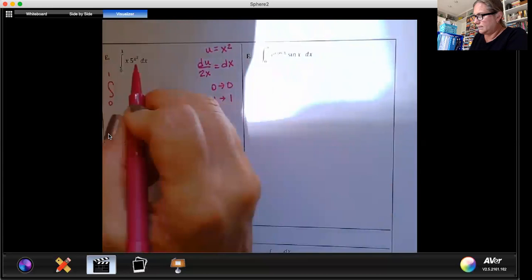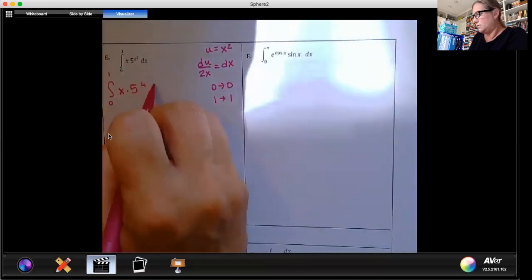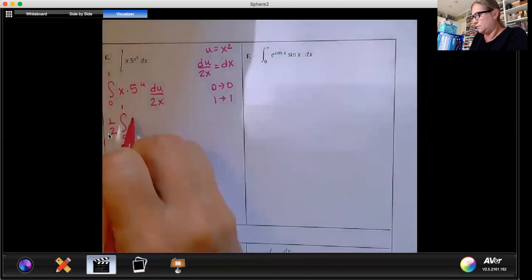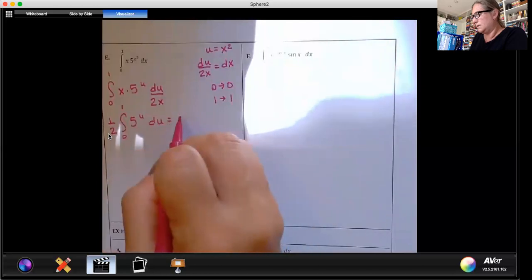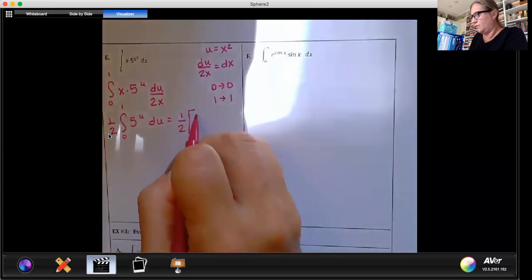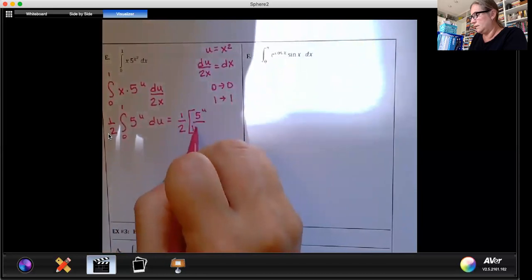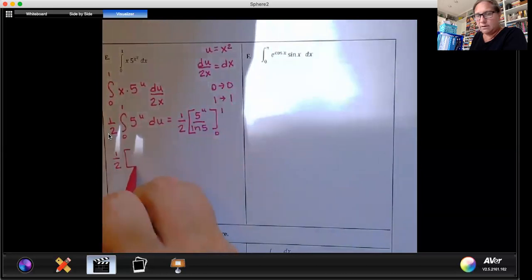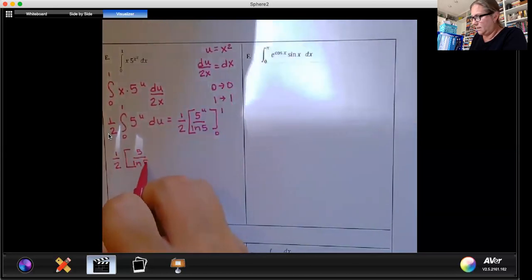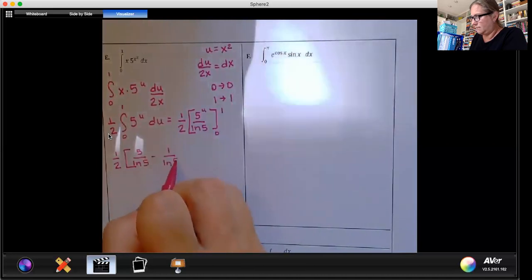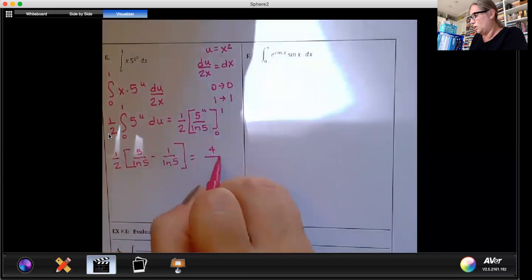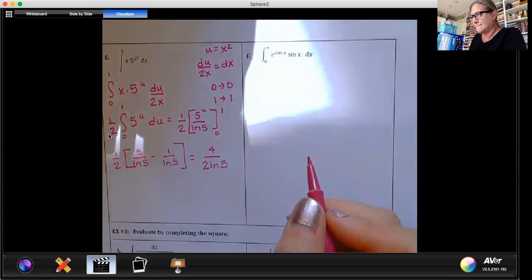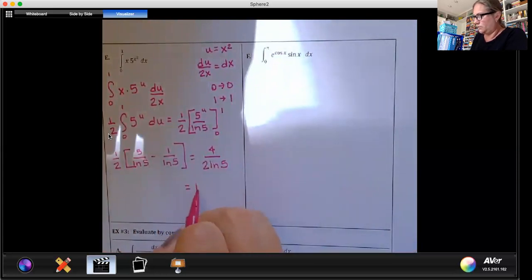Antiderivative from 0 to 1 of x times 5 to the u du over 2x. 1/2 antiderivative from 0 to 1 of 5 to the u du. Remember that formula out front on that first sheet: 5 to the u over ln 5 from 0 to 1 is 1/2 times 5 over ln 5 minus 1 over ln 5, which is 4 over 2 ln 5. And that's 1.2427.